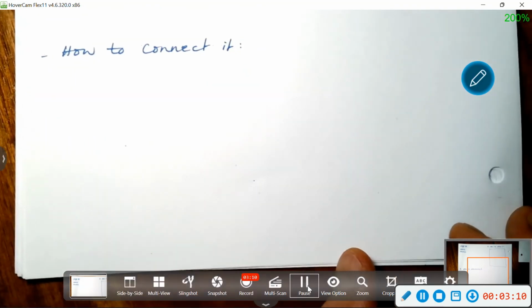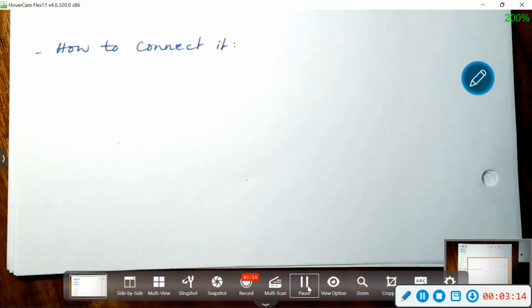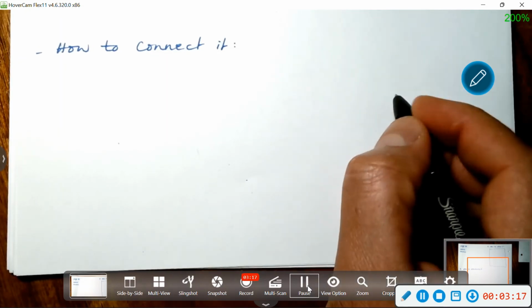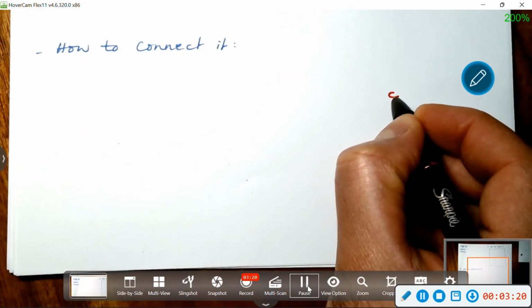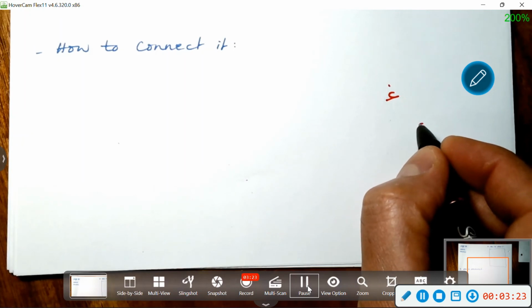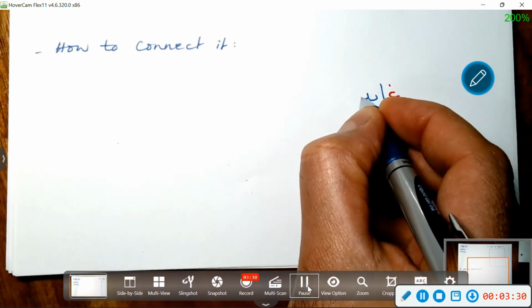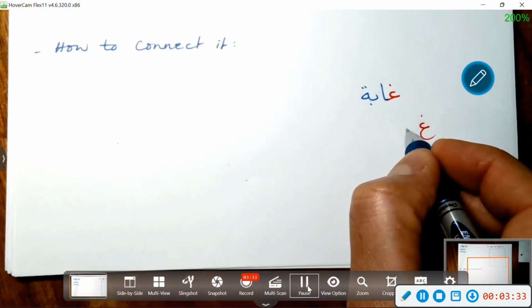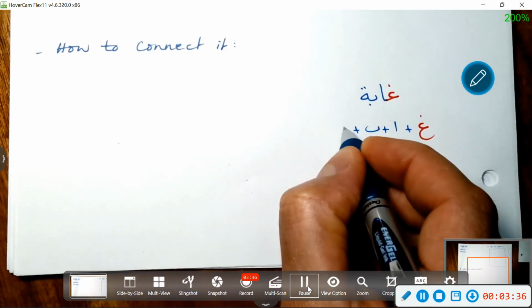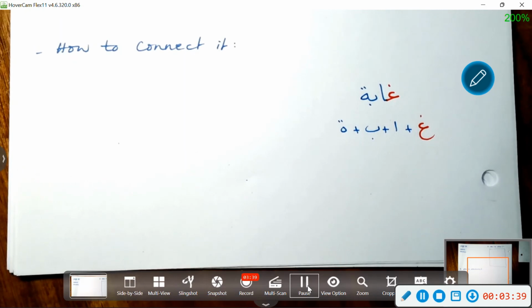Now how to connect it? At the beginning, the first word we have is غابة. غين ألف باء تاء مربوطة. غابة means woods or a jungle. So it's connected exactly like a عين.